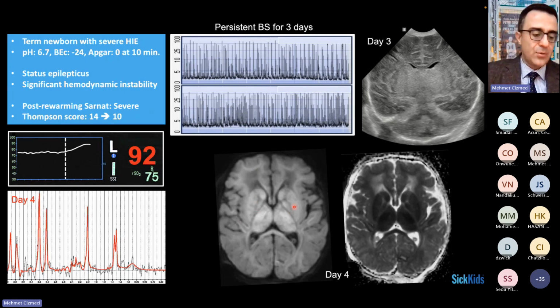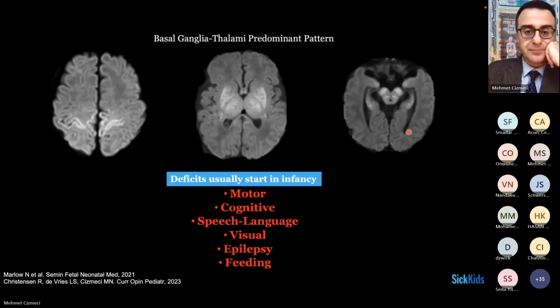So in a baby who's presenting with this history, we have all the unfavorable prognostic factors from the clinical assessment, from the neurophysiology tools, and from the neuroimaging findings. So in this baby, unfavorable prognosis is expected.